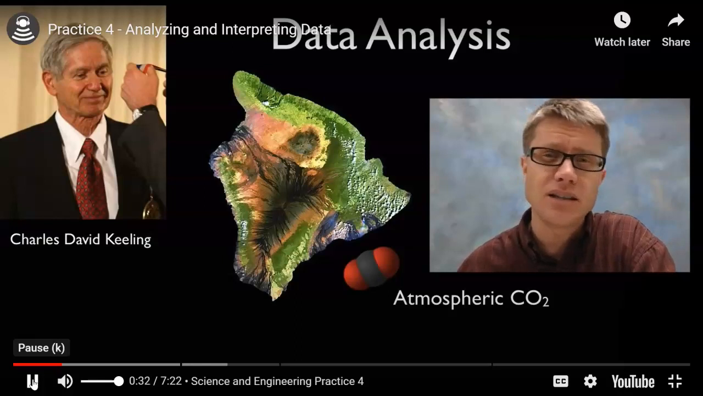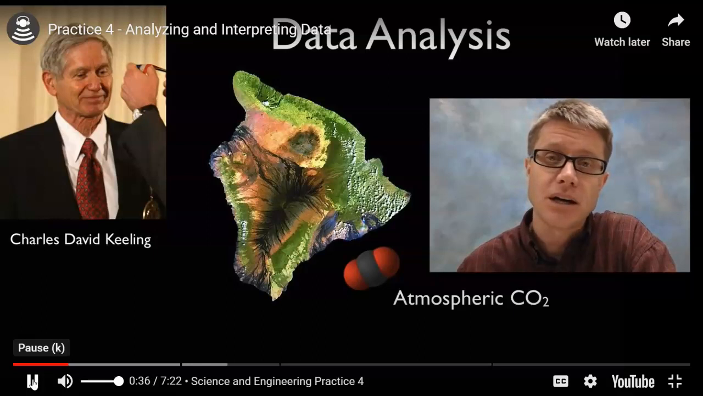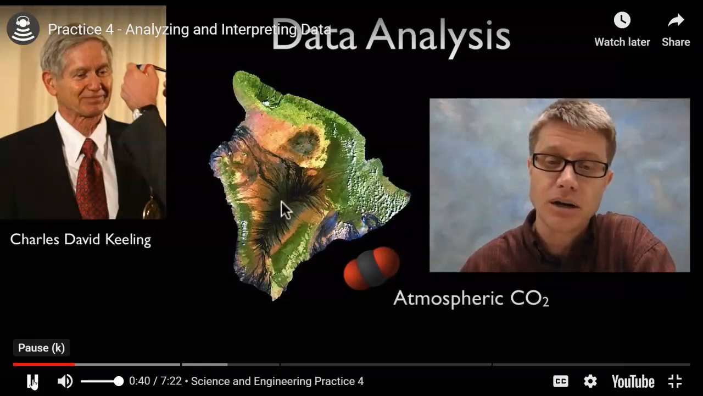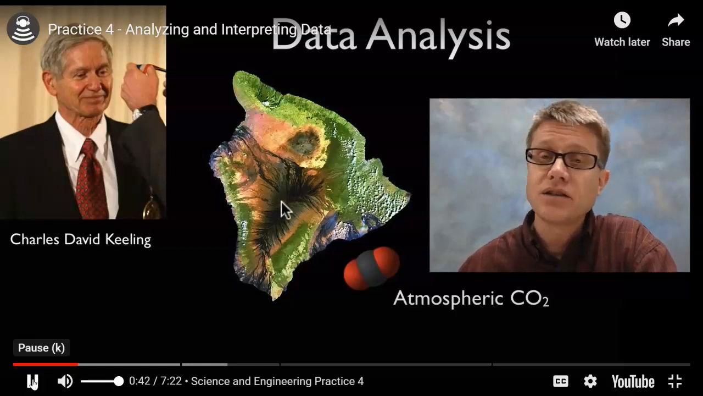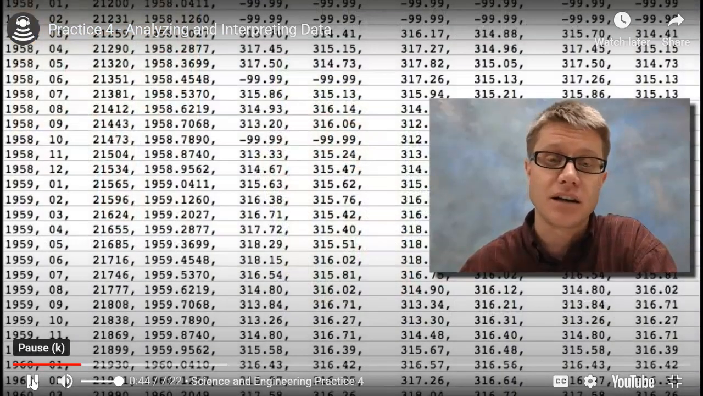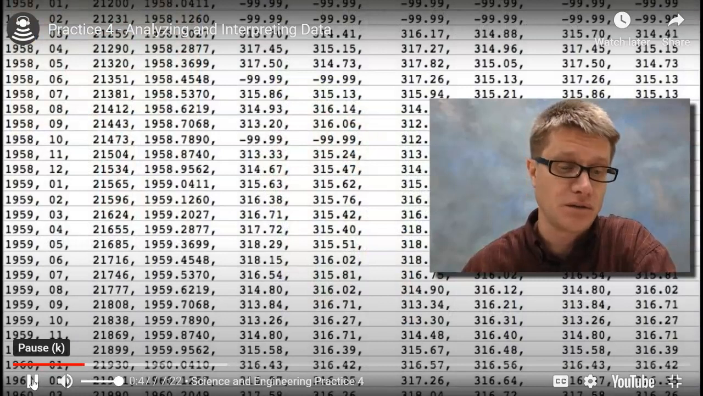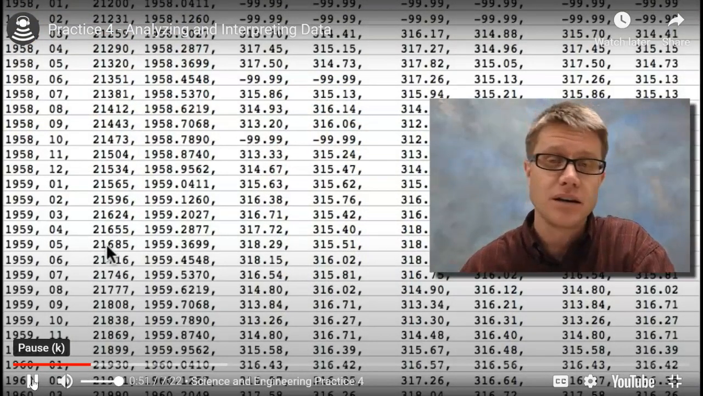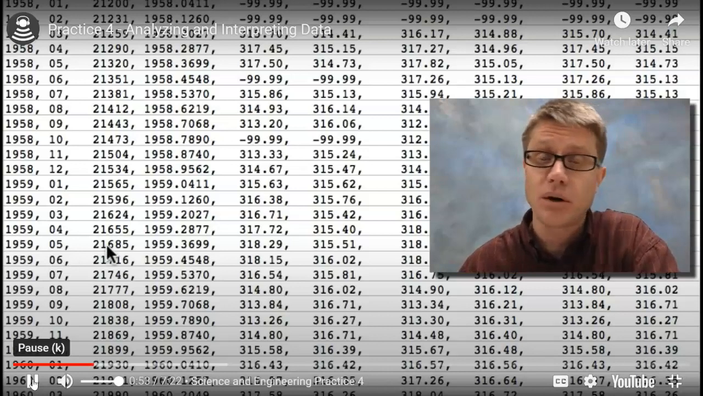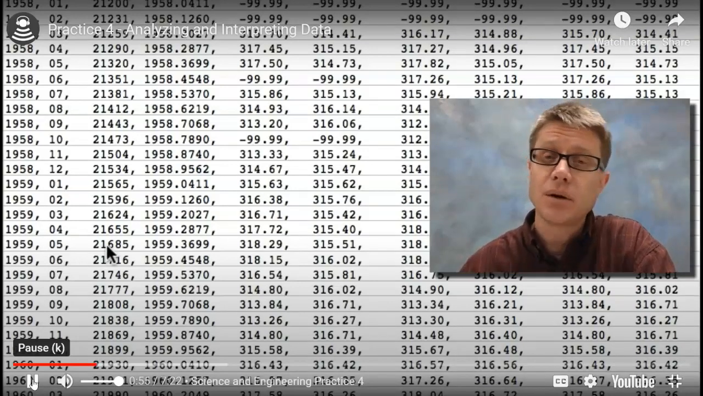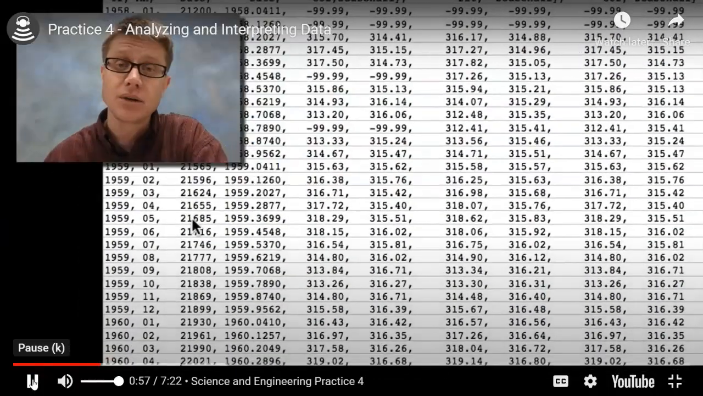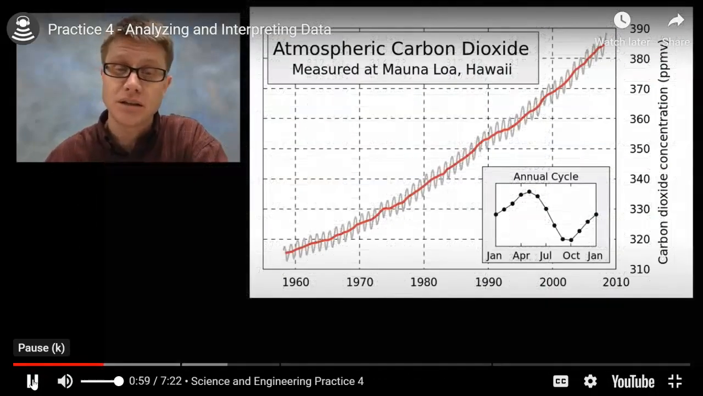This is Charles David Keeling, and he spent his whole life collecting data on atmospheric carbon dioxide, how much carbon dioxide there is in the atmosphere. And he did this at the Mauna Loa Observatory in Hawaii. And this is just a portion of the data that he collected as a scientist, just a few years, 58, 59, and 60. And when you look at this, it makes no sense to me and probably makes no sense to you. But if we organize the data correctly and we graph it, you get what's called the Keeling curve.